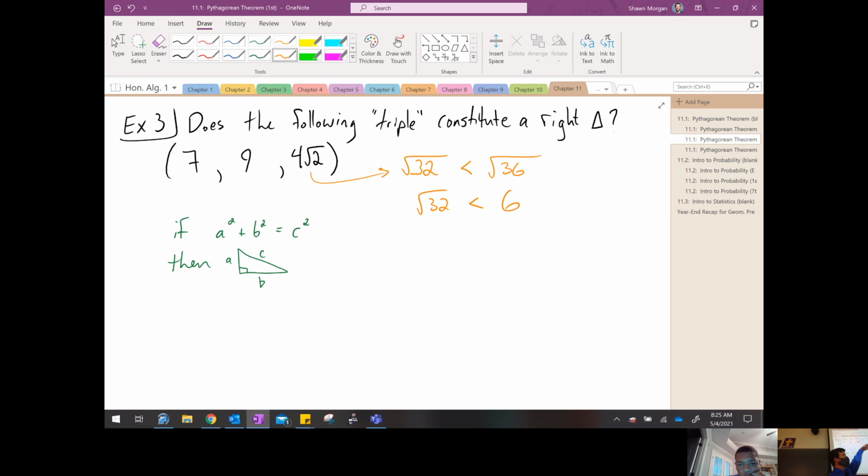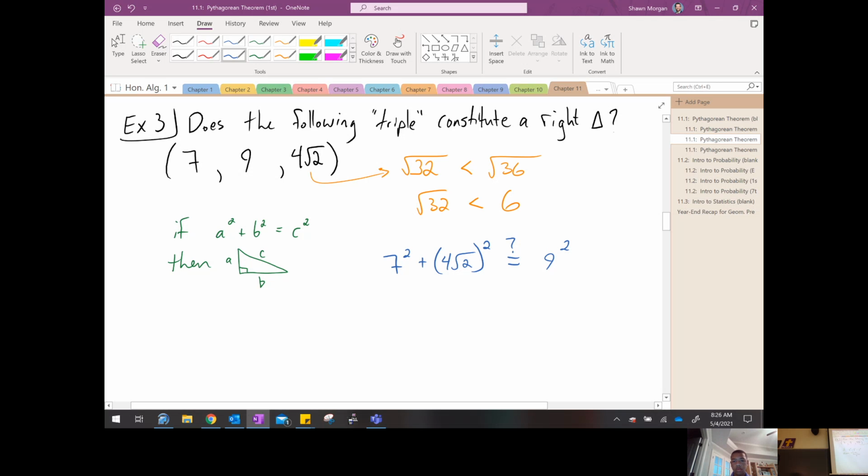They won't necessarily put them all in order. You have to be clever. You have to be smart. You have to be on your toes. So if I wanted to plug this in appropriately, I would say 7 squared plus 4 radical 2 squared, and I want to check, does this equal 9 squared? That's what I want to check, okay?